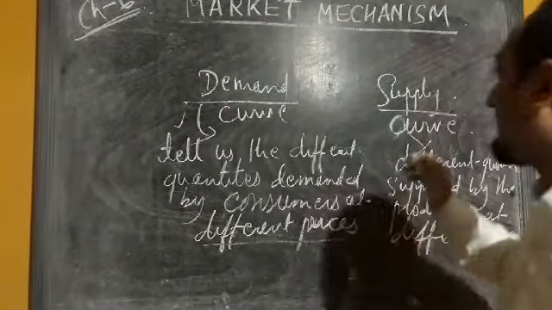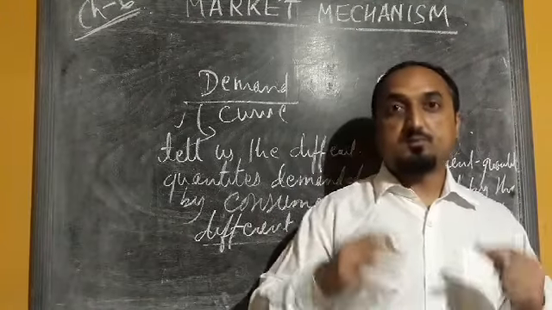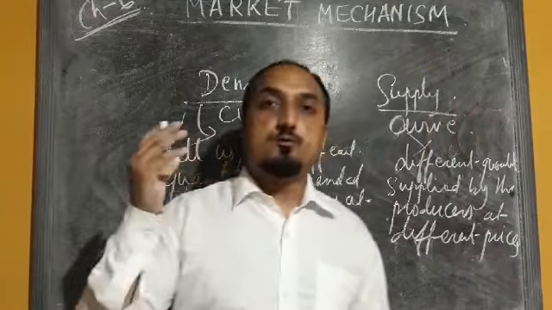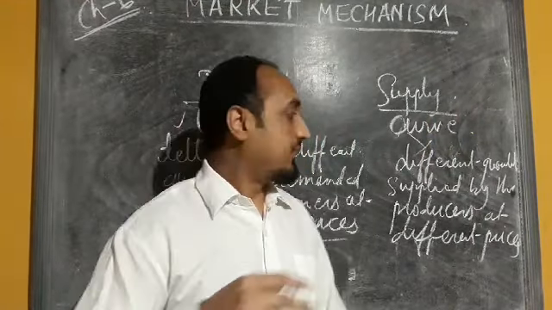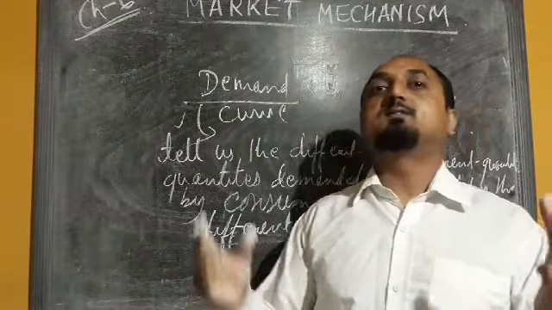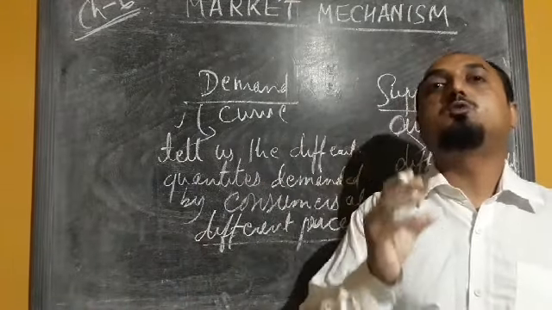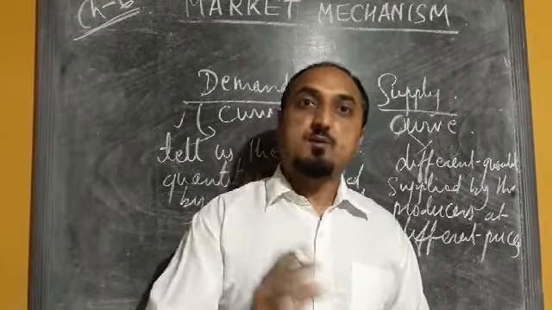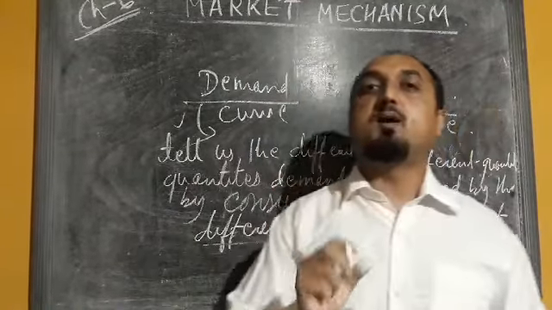And next one, we have supply. Supply refers to the different quantity of a commodity that producers are willing to offer for sale at different prices. So here the concept of demand and supply is important, because the price is determined with the help of these market forces of demand and supply.